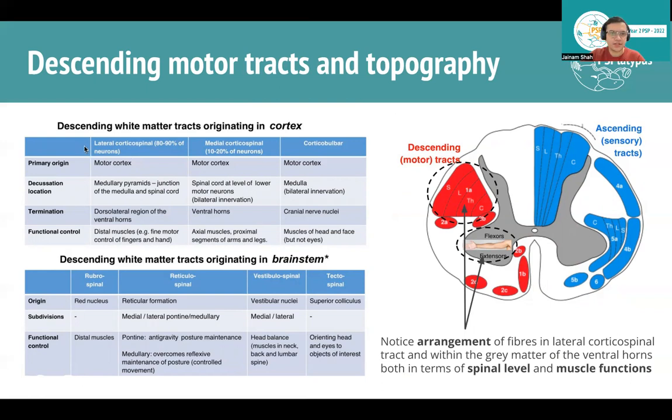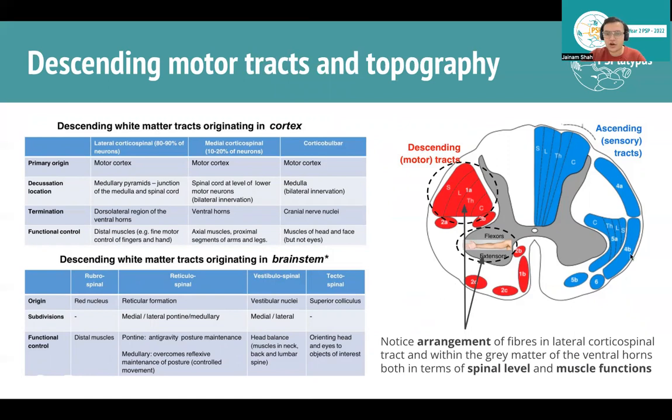But the main thing to understand here is that the lateral corticospinal tract takes up most of these motor neurons. So 80 to 90% from there. The medial would be the second most, so the remaining approximately 10 to 20. And then you have these smaller tracts that have some very specialized functions.